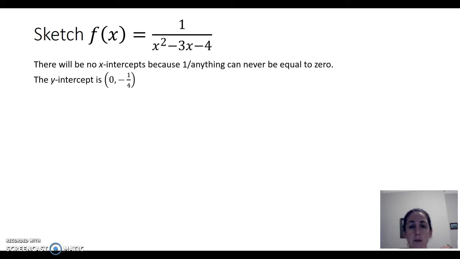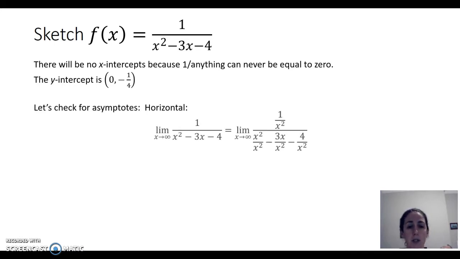Now let's talk about asymptotes. So let's see if there's a horizontal asymptote first. What we're going to do is take the limit as x approaches infinity. Now you can take the limit as x approaches negative infinity. Hopefully by the end of this you're going to see you get the same result. So when we take the limit as x approaches infinity of this rational function here, remember what our trick is? We take the largest power of x in the denominator, which is x squared, and we divide each and every one of these terms by x squared and reduce.